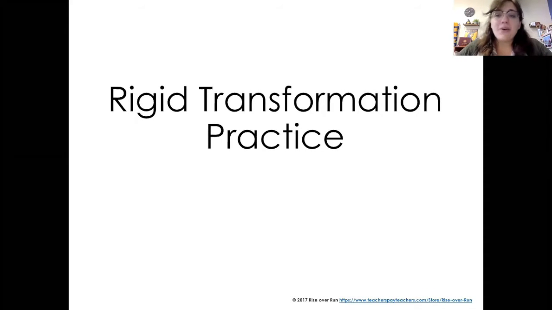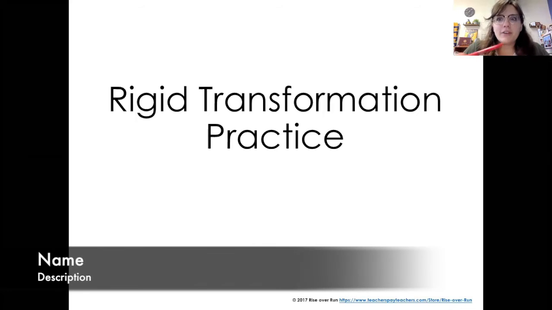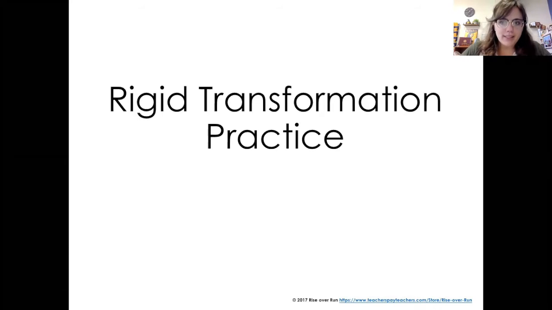All right, guys, so now that we looked at the different types of transformations, we are going to look at a couple of practice problems. This is going to go from pretty simple to maybe a little complex at the end there. So, rigid transformation. Remember, rigid transformations are slides, flips, turns, or translations, reflections, and rotations.